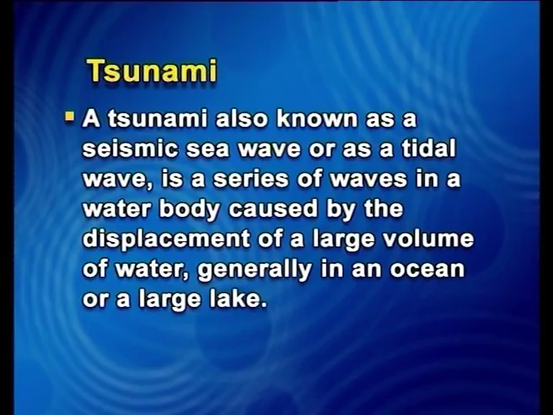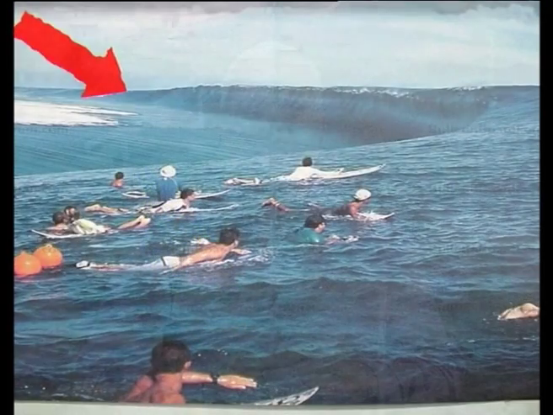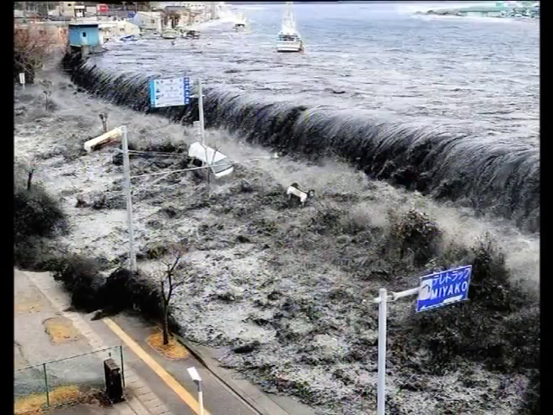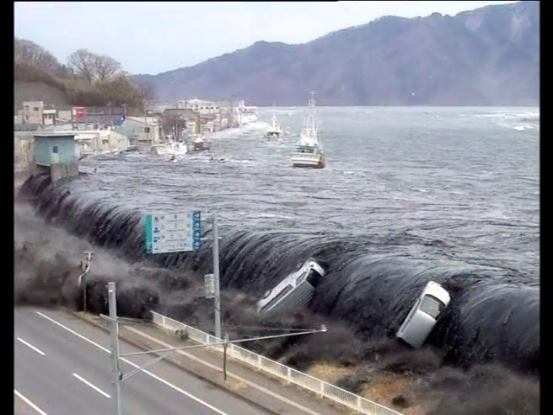Tsunami. A tsunami, also known as a seismic sea wave or a tidal wave, is a series of waves in a water body caused by the displacement of a large volume of water, generally in an ocean or a large lake. Tsunamis can be caused by undersea earthquakes such as the 2004 tsunami, or by landslides or volcanic eruptions.